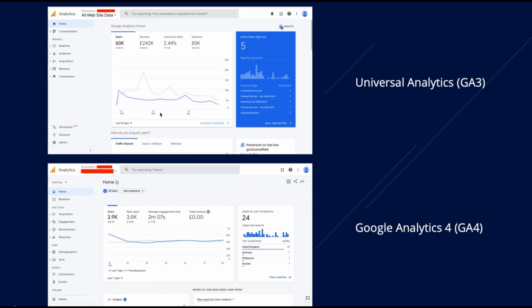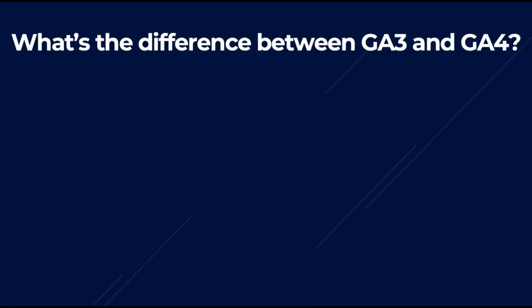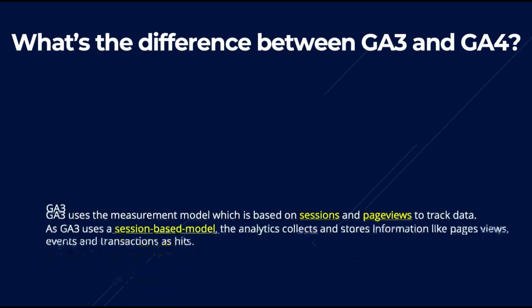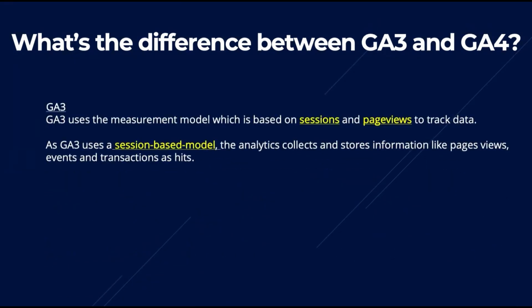However, from the front end, when you look at it visually, it's not too dissimilar. The main difference comes in the backend as to how they actually collect data. So let me go through both of them so you get a good understanding of exactly how they both work. So this is the main difference between Google Analytics 3 and Google Analytics 4. So first up, Google Analytics 3, or Universal Analytics. This uses the measurement model, which is based on sessions and page views to track all of its data.